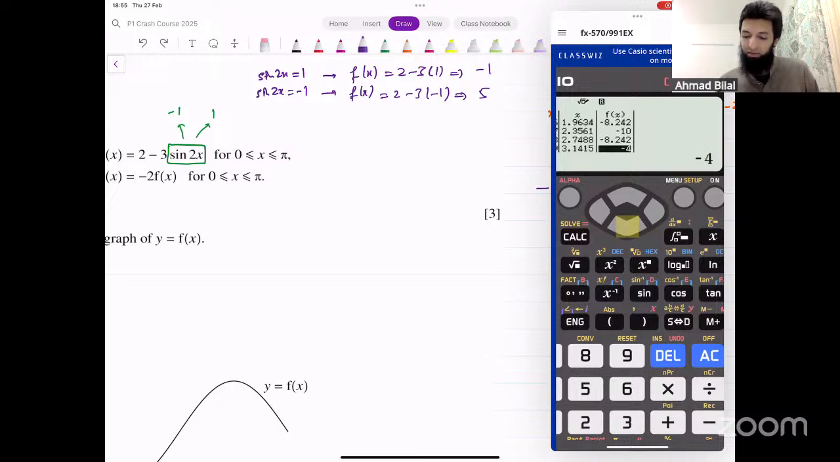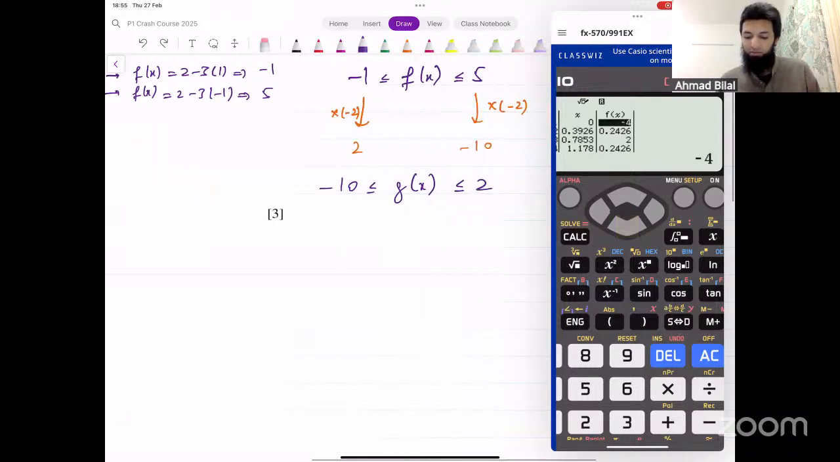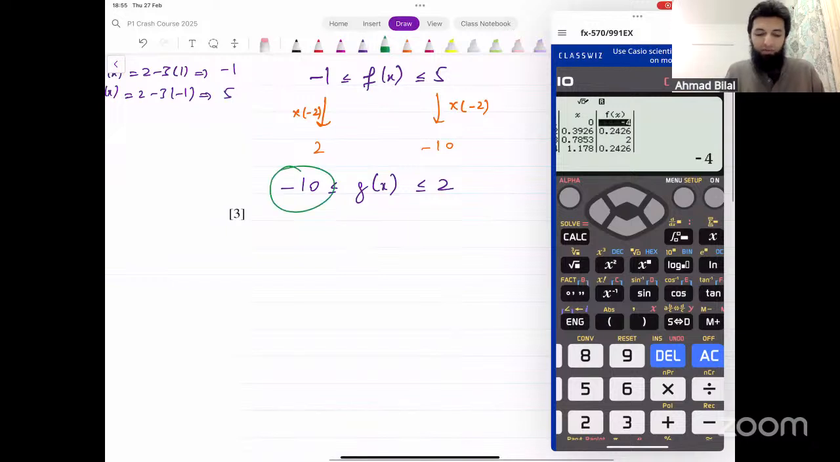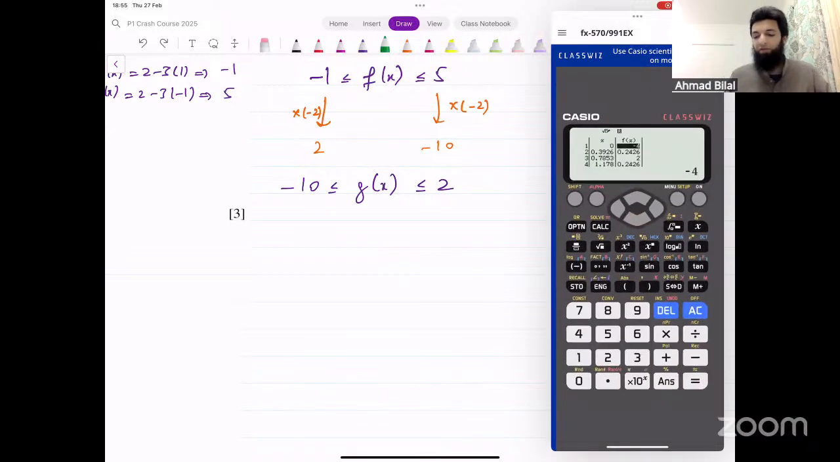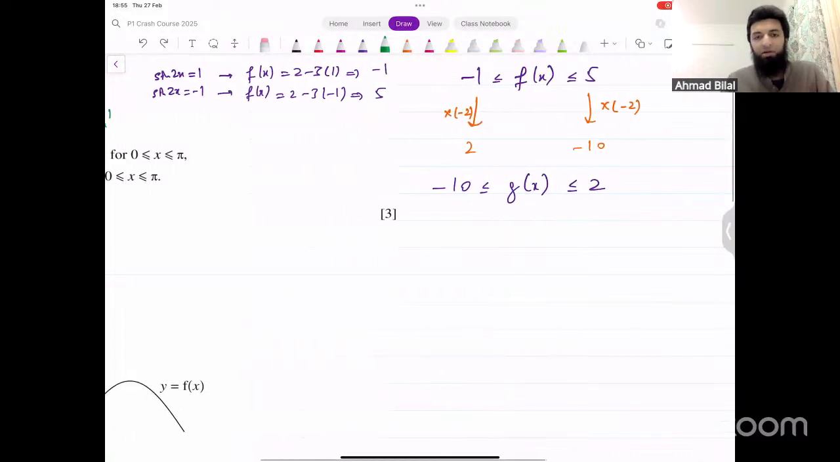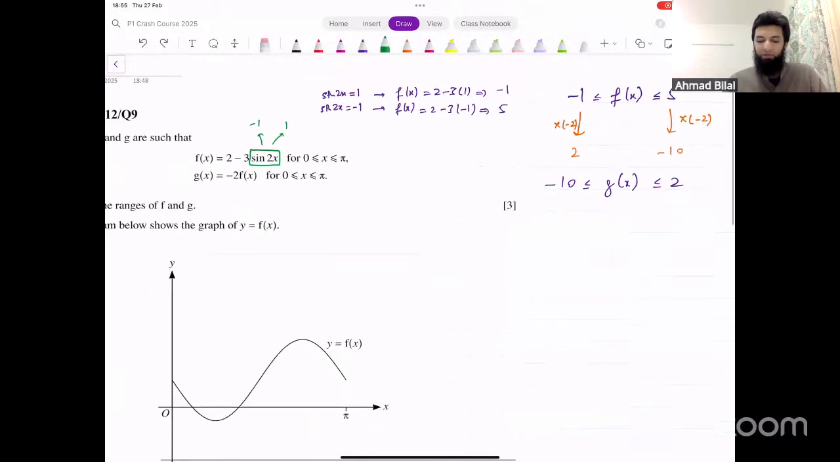-10. And that's it. -10 is the smallest value. So we say, okay, that's the smallest value. And then the biggest value, we have 2 here. Anything that's bigger than that? No, 2 is the biggest value. So we say the range is from -10 to 2, and that's our final result. Okay, that's the first part.